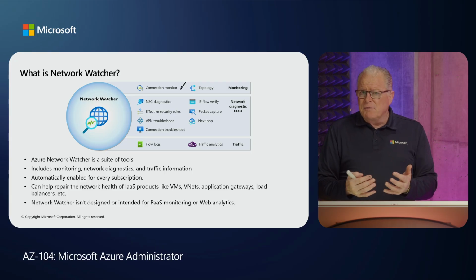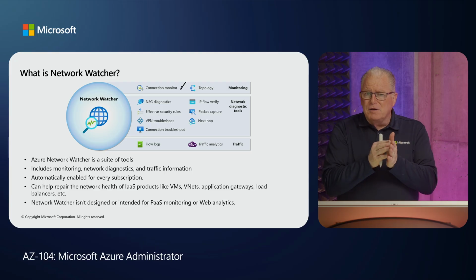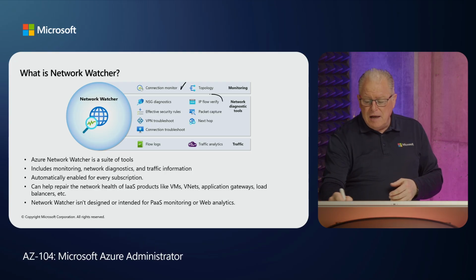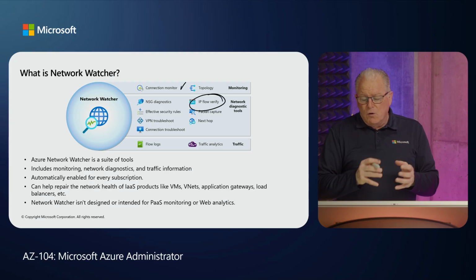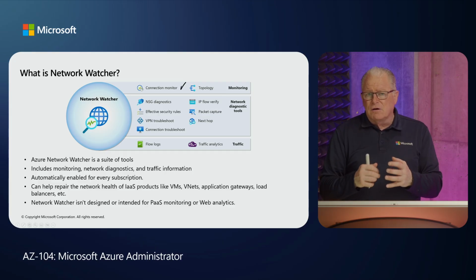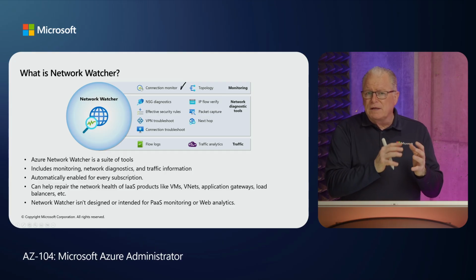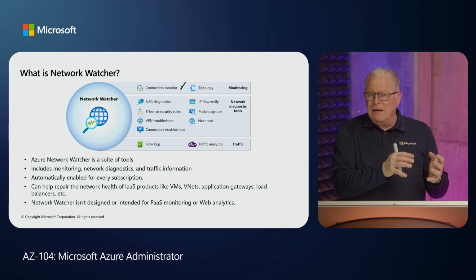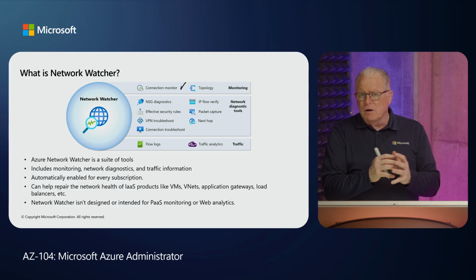Some of you might be familiar with tools like ping and pathping, traceroute, to be able to figure out, can I communicate between two endpoints? IP flow verify, we have the capabilities with NextHop. These features combined together give you capabilities that replicate some of those traditional ping and pathping commands, traceroute, that you would use in a traditional network environment.